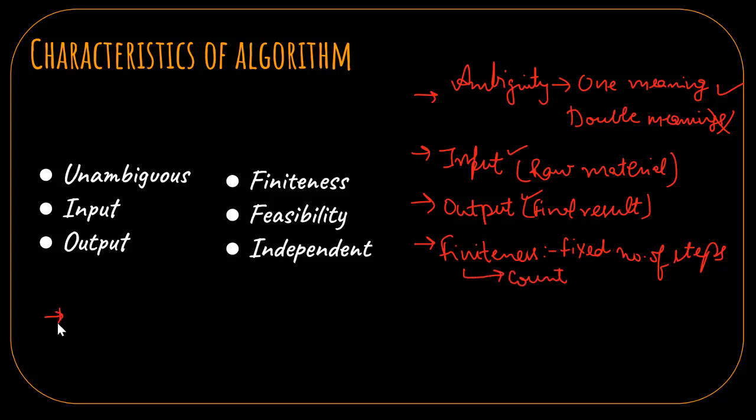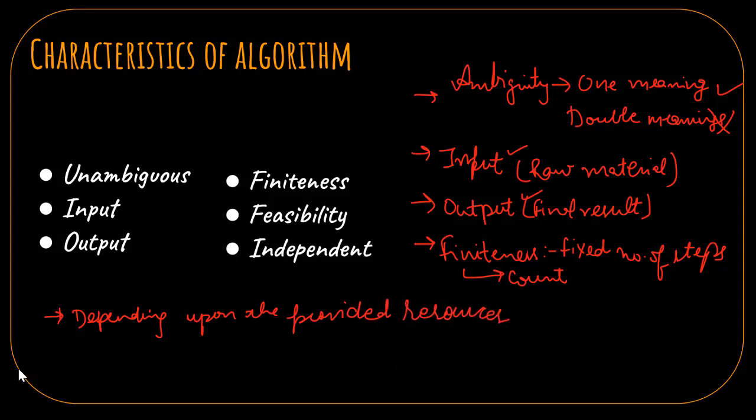Next is feasibility. If you have studied software engineering, one of the steps in the SDLC cycle is feasibility. So feasibility means the algorithm that you are trying to develop or build should be feasible depending upon the provided resources. Those resources can be hardware, software, or anything.